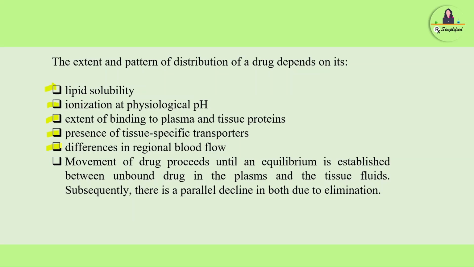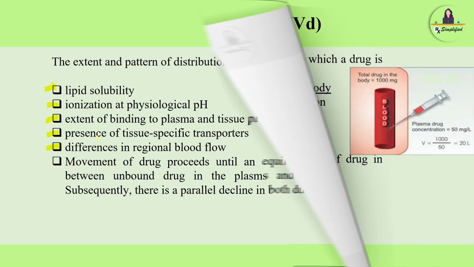Movement of drug proceeds until an equilibrium is established between unbound drug in plasma and the tissue fluids. Subsequently, there is a parallel decline in both due to elimination. It means free drug distributed between the plasma protein and tissue fluid is easily metabolized and excreted out. That's why the amount of free drug is less in blood. Then bound form drug converts to free form and starts its distribution. That is called parallel decline in both due to elimination.